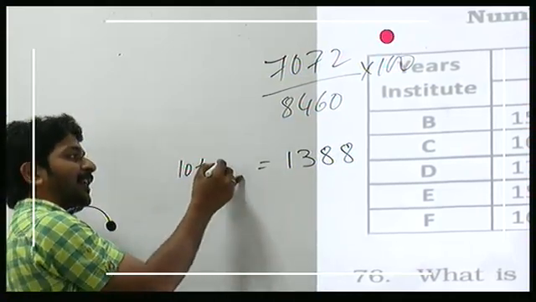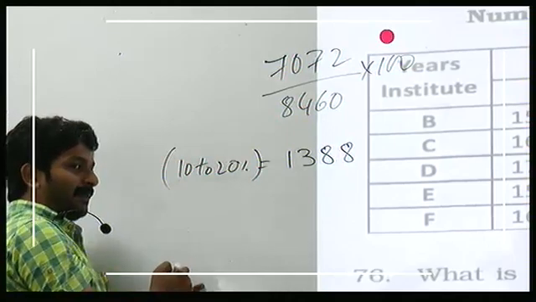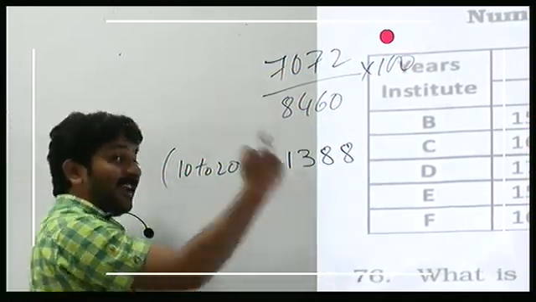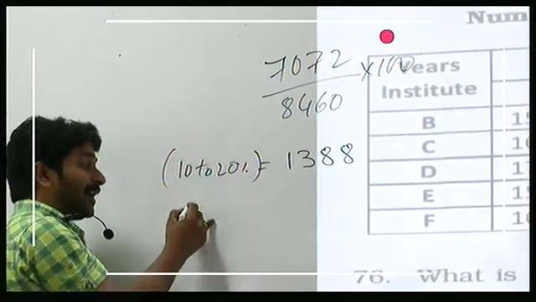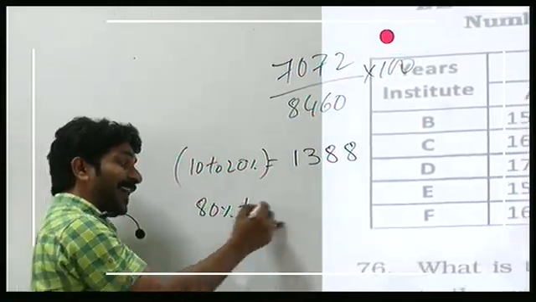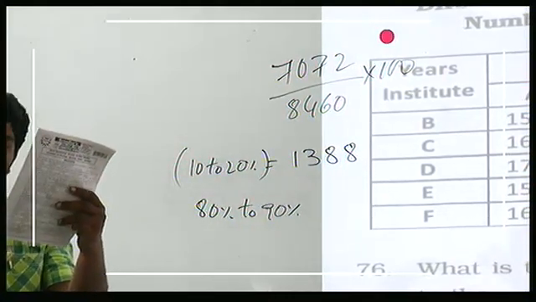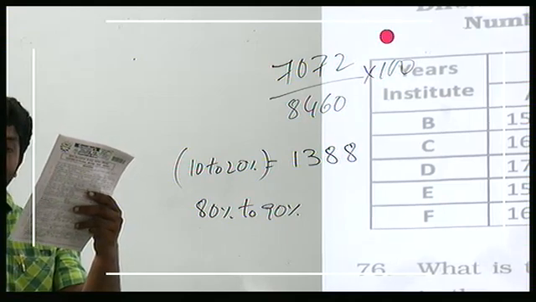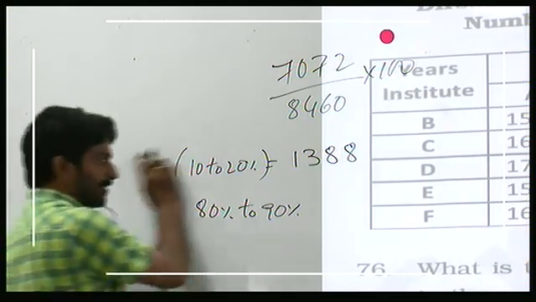If this is between 10% and 20%, the numerator is 1388 less, hence that will be 10 to 20% less. The answer will be in between 80% and 90%. How many options are there? Two are there, 83.59 and 84.32. So calmly calculate 80%.